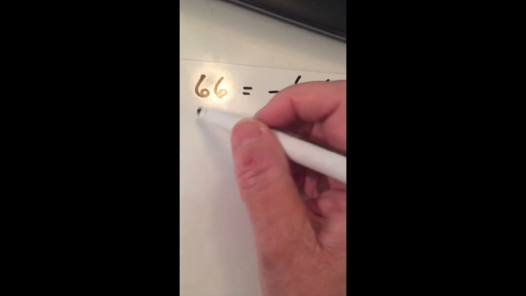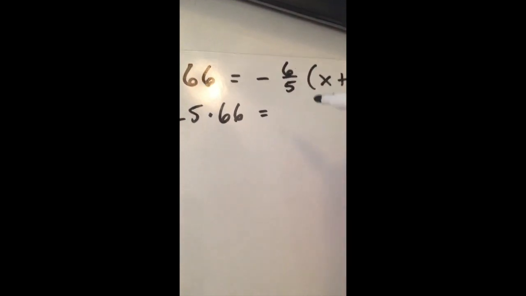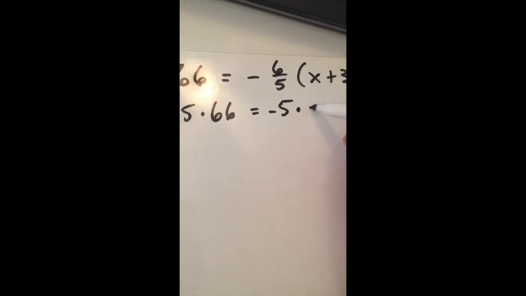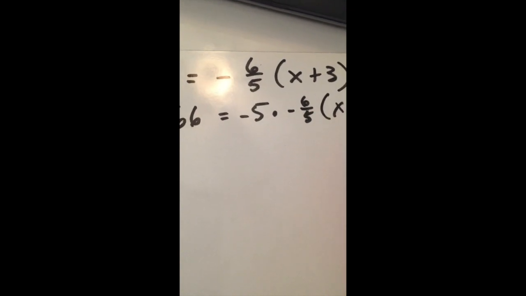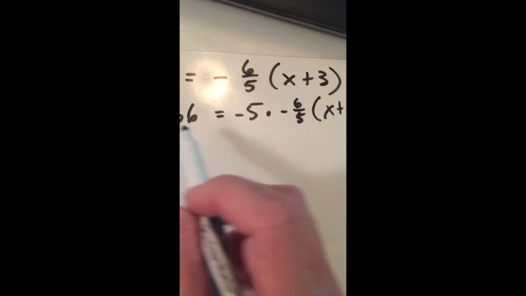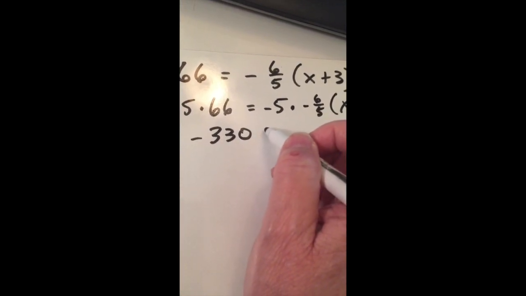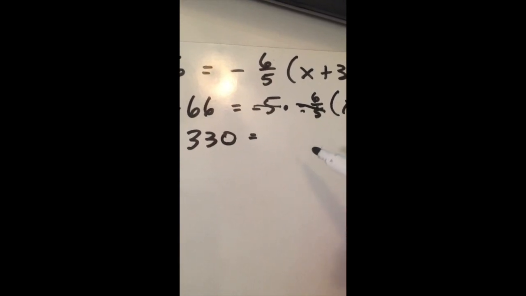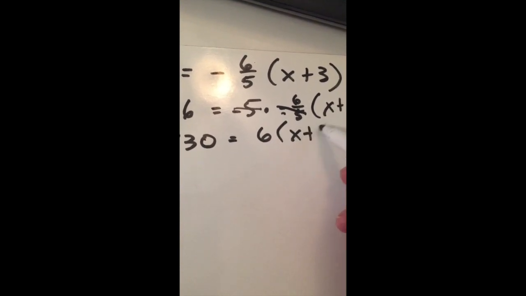Okay, so I'm going to multiply both sides times negative 5. So negative 5 times 66. And then negative 5 times negative 6/5. Now, I'm not going to multiply it times what's in the parentheses, just what's on the outside. So negative 5 times 66 is negative 330. Bring down my equal sign. This negative 5 and that negative 5 cancels out. So we're going to bring down the 6 times x plus 3.